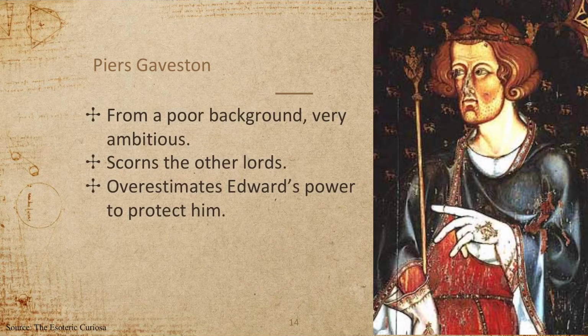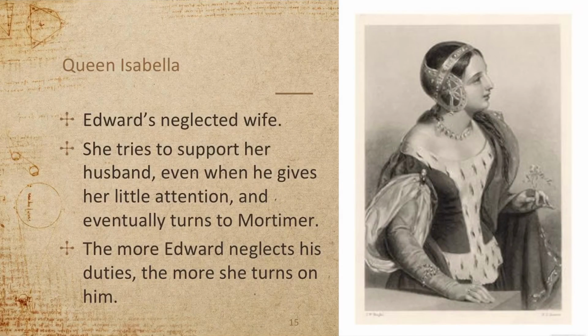The other key character is Piers Gaveston. He comes from a poor background, however is very ambitious, and he scorns the other lords. However, when he aligns himself with Edward II, we do find that he overestimates the king's power to protect him, which obviously is a terrible gamble that costs him his life. Queen Isabella, the wife of Edward II, is a neglected wife, and although she tries to support her husband, even when he gives her little attention, she eventually turns on him and turns to Mortimer. The more Edward neglects his duties as king and husband, the more she turns on him, and she eventually hates him and conspires to have him murdered.